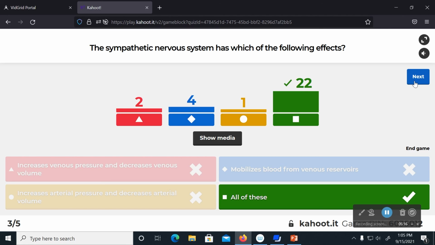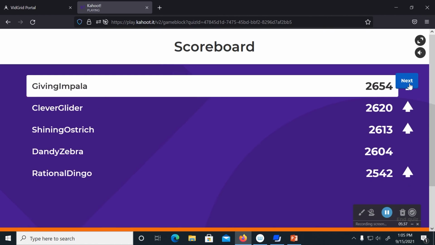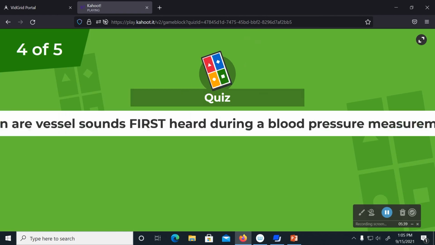That's vasoconstriction, right? If we make the vessels smaller, we drive up their resistance, right? So the resistance to flow goes up. In other words, the blood pressure goes up. And we're going to tie that in with the hormonal controls of blood pressure after the exam. All right, 4 out of 5.